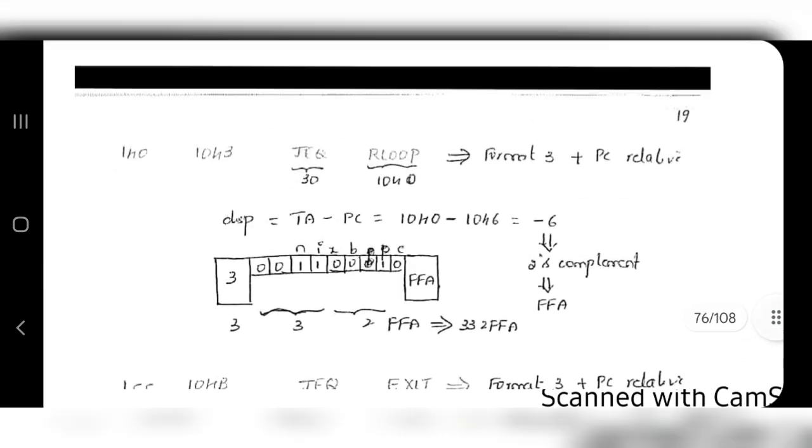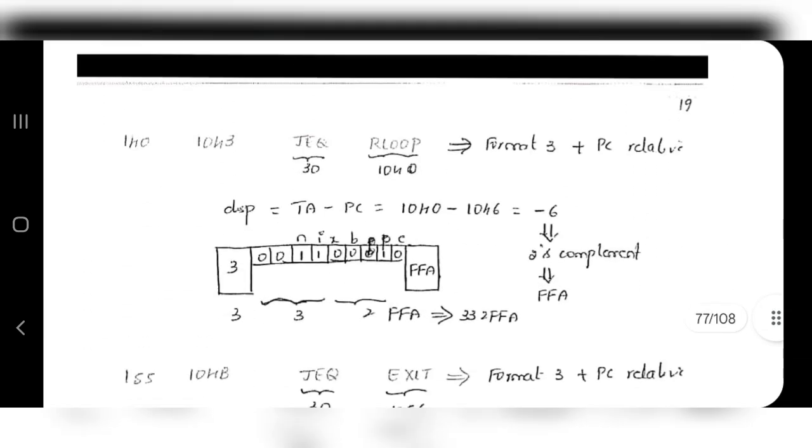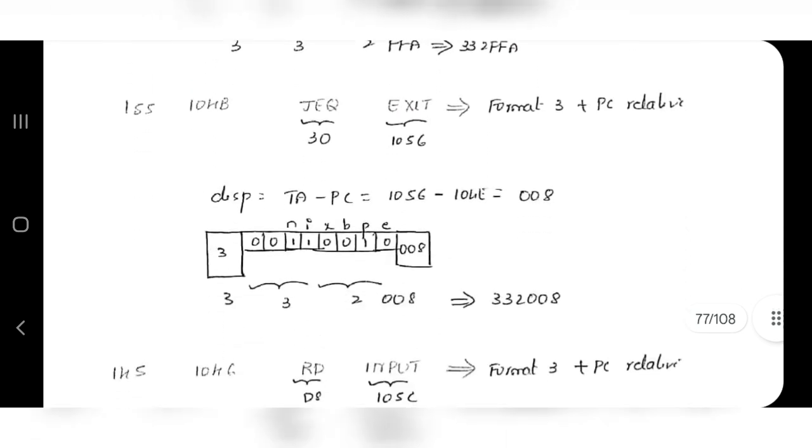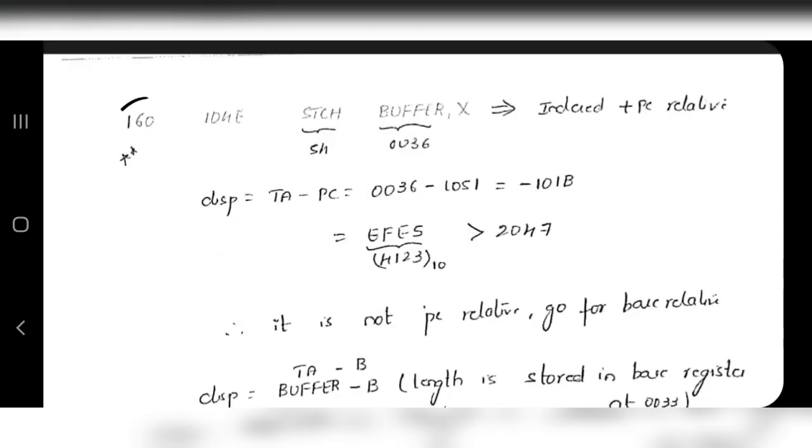Okay, so here we get a 2's complement. If we do the target address, which is 1040, minus the PC value, which is the next value 1046, then you will get a negative value, right? If you get a negative value, calculate the 2's complement of it in hexadecimal. Okay, so in that way you will get the FFA value, which you will be writing here. Okay, so here also the same thing is there. Okay, here's something different in 160.